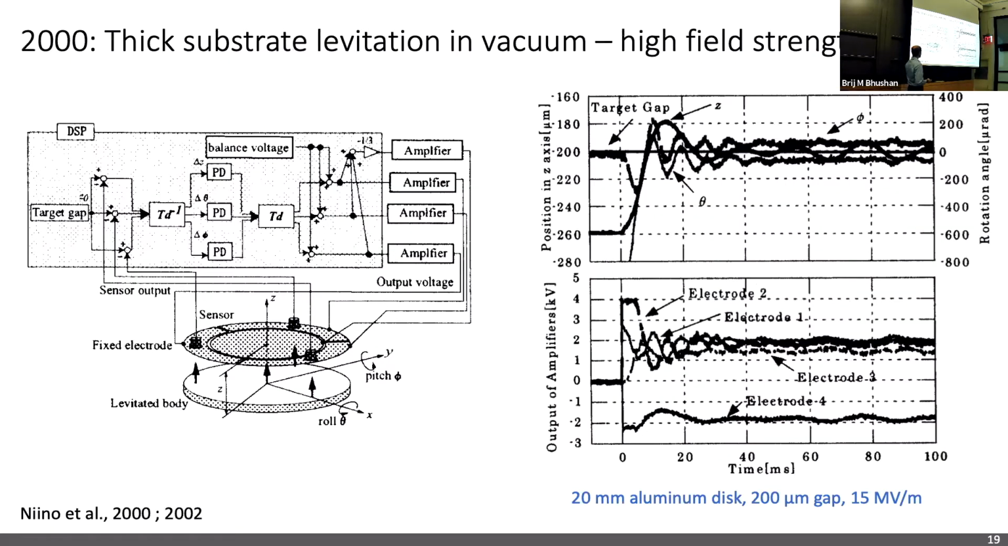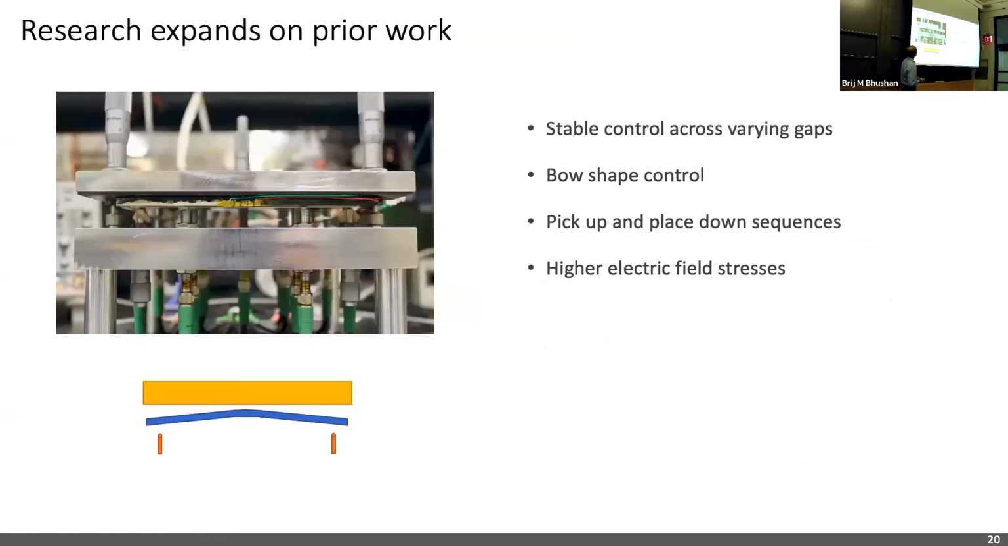And Nino et al. in 2000 actually levitated a 20 millimeter thick aluminum disc, so quite heavy, almost 400 or 500 grams, at a 200 micron air gap. And they used a very strong field gradient, 15 megavolts per meter. So this is a good precedent to show that such levitation in vacuum has been done and could be a feasible concept.